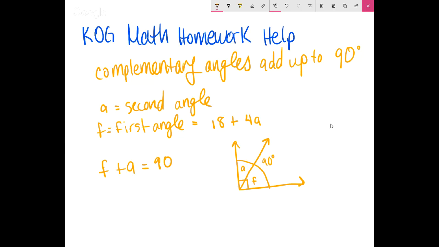Now we can fill in. We can actually substitute F for what it really is. F is actually 18 plus 4A, and A is just A. Now that looks like 9. A is just A equal to 90. Cool? Break out of the parentheses. So we got 18 plus 4A plus A still equals 90, because all you're doing is adding. Now, what do we do? We combine like terms.